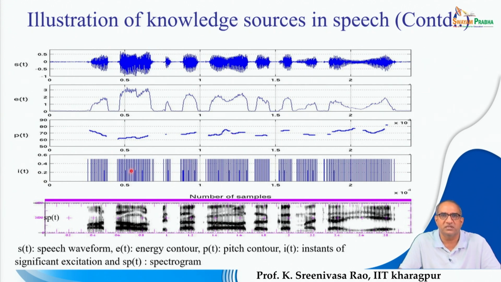And there is a plot below this, which shows the instants of glottal closure. Here there is a vertical line, and this indicates the instant of glottal closure. It means when you are producing speech, the vocal folds vibrate, that is, they open and close. The moment the vocal folds close, that instant of closing can be marked. So those instants are marked over here. By using some signal processing technique, one can mark the instants of glottal closure, and those markings are provided here, right.